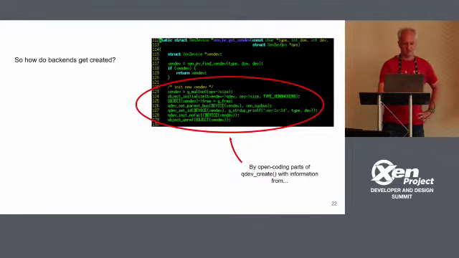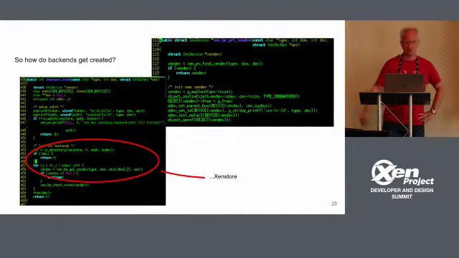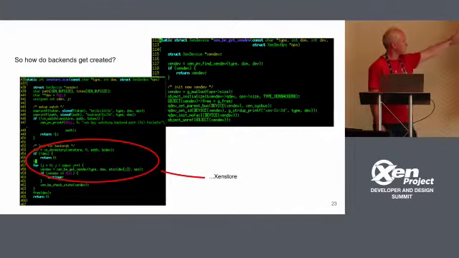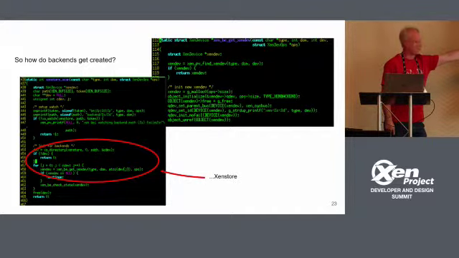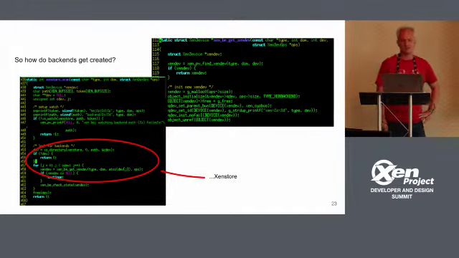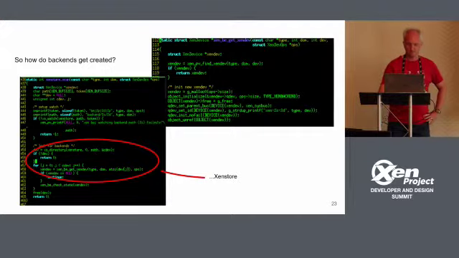But where's the information come from? Well, the information comes from XenStore. You can see this function here. That's called xen_store_scan, so unsurprisingly it scans XenStore. And whatever it finds in the XenStore backend area, it will go and call that function over there to go and instantiate it as a Xen device, or a Xen backend device.